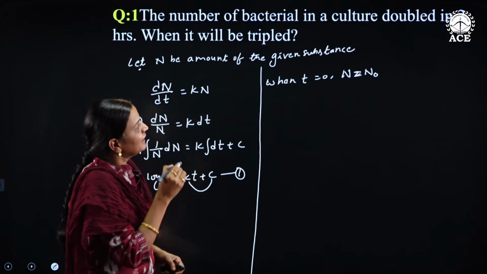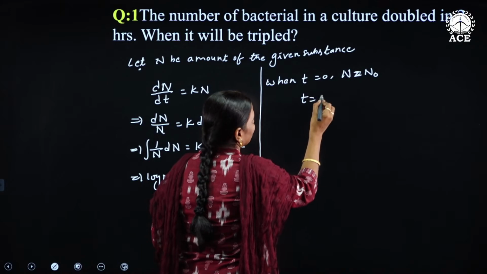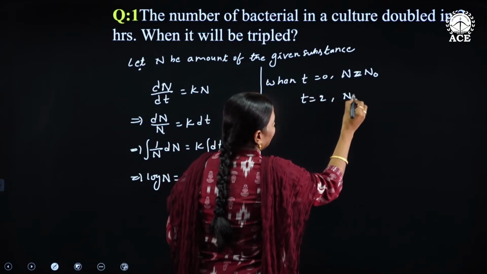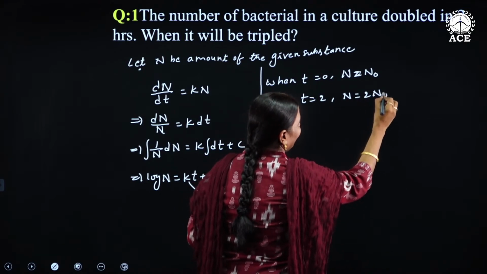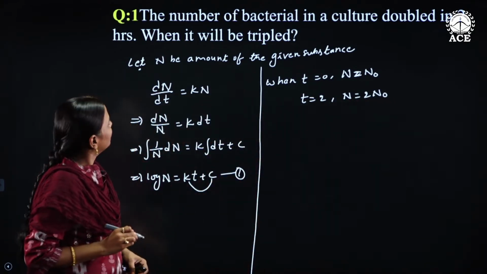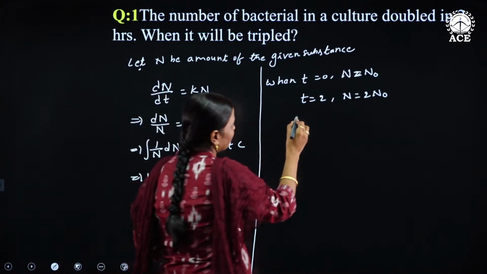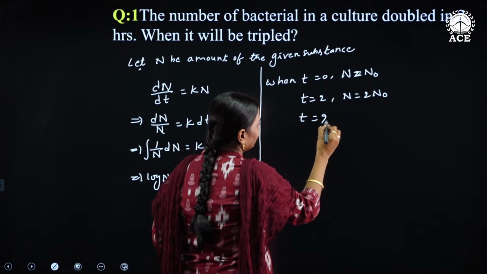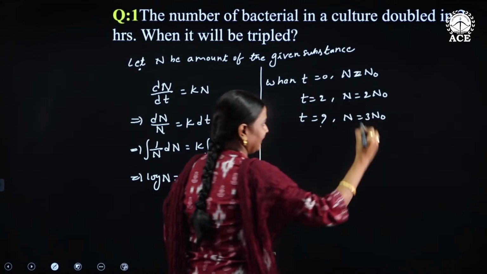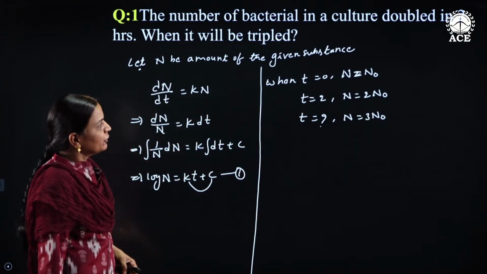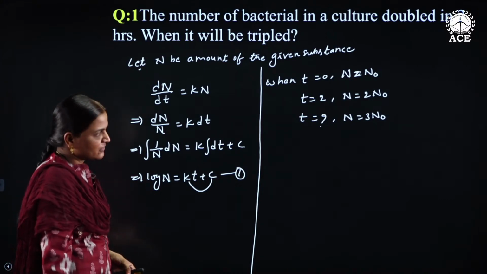Next, what is the next one? It is doubled in 2 hours. That means when t is equal to 2 hours, the amount will be doubled. So that is N is equal to 2 into N naught. Next, what we have to find? When it will be tripled. So that means here we have to find the time, when N is equal to 3 into N naught. So using these conditions, find the unknown constant values c and k.